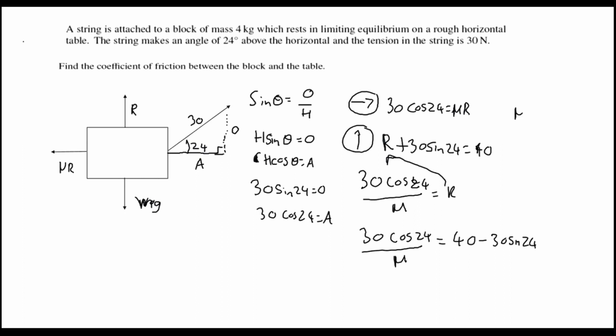So mu is equal to 30 cosine 24 divided by 40 minus 30 sine 24. And this will give us our answer. If we substitute in, and this is in degrees rather than radians, we get our answer: mu is equal to 0.986. In the next part, we are going to apply this question to Python coding and create a routine that will solve not only this particular example, but similar examples involving tension force at an angle.